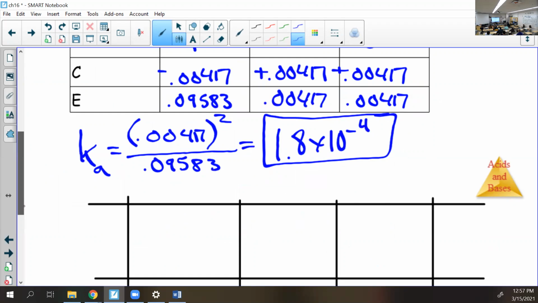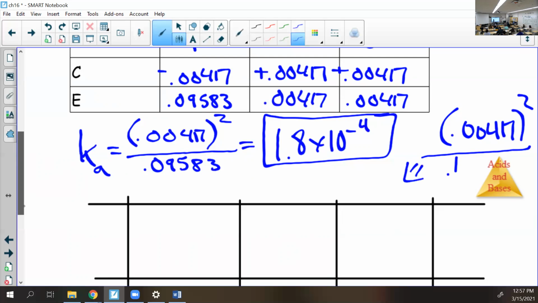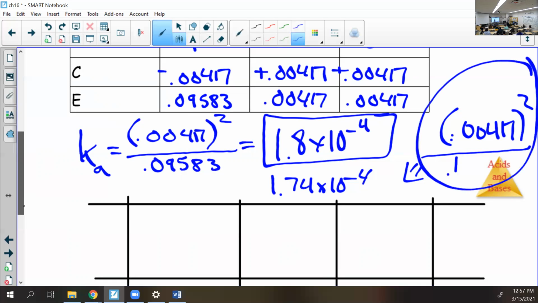Someone do me a favor. Calculate this: 0.00417 squared over 0.1. Tell me what that equals. 1.74 times 10 to the negative 4. Okay, that's a little farther off than I thought it would be. But what's the second one I asked you to calculate? It's the x squared over the initial, which generally speaking is good enough.